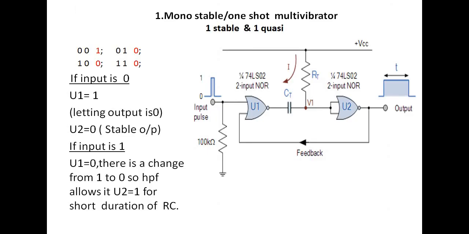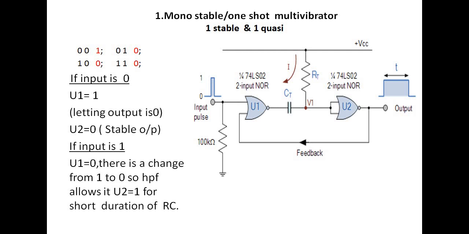Now coming to the monostable multivibrator, which has only one stable state and one quasi-stable state. This is a digital form of a monostable multivibrator. We can understand the operation of the monostable multivibrator using two NOR gates. A NOR gate is nothing but an OR gate with inverted output. Means if you have the bubble at the output, the OR gate will become a NOR gate.